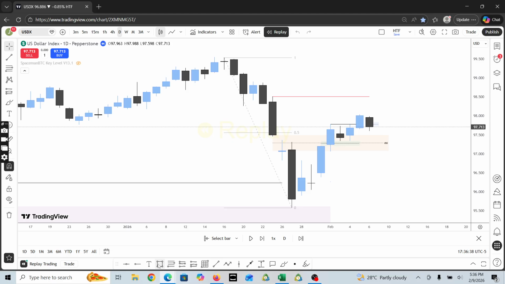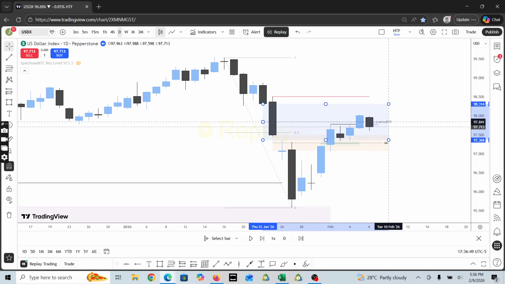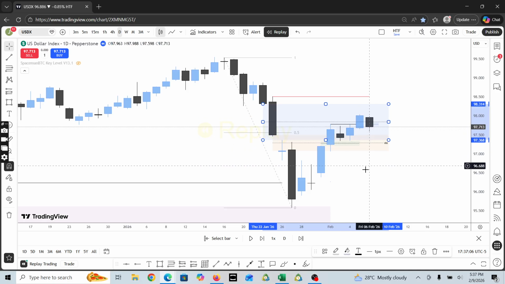If I should draw it out, so like that, it encompasses the opening gap as well, even though the opening gap is marked here. So price traded into the mid portion of this inefficiency level on the daily on Thursday, and then on Friday we saw price trade down.